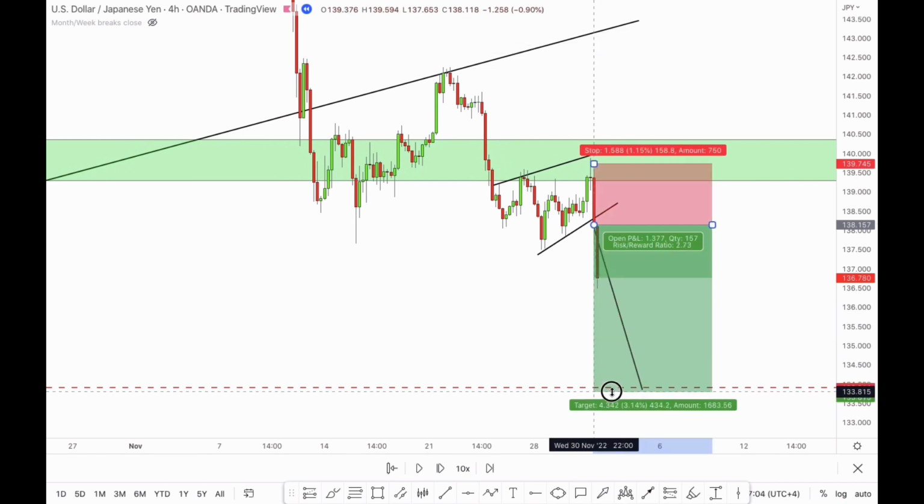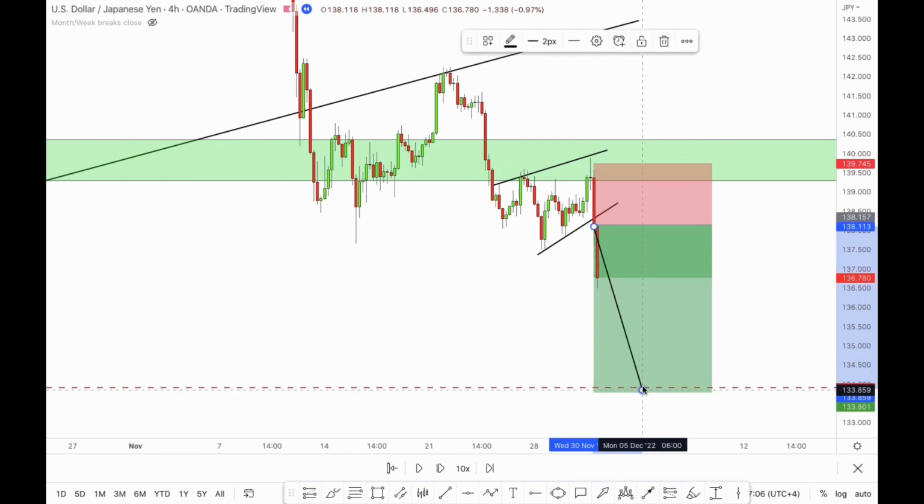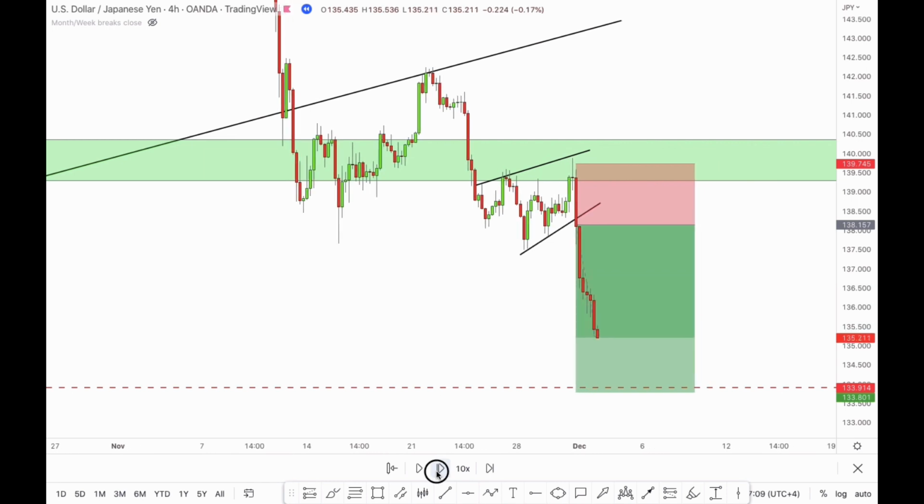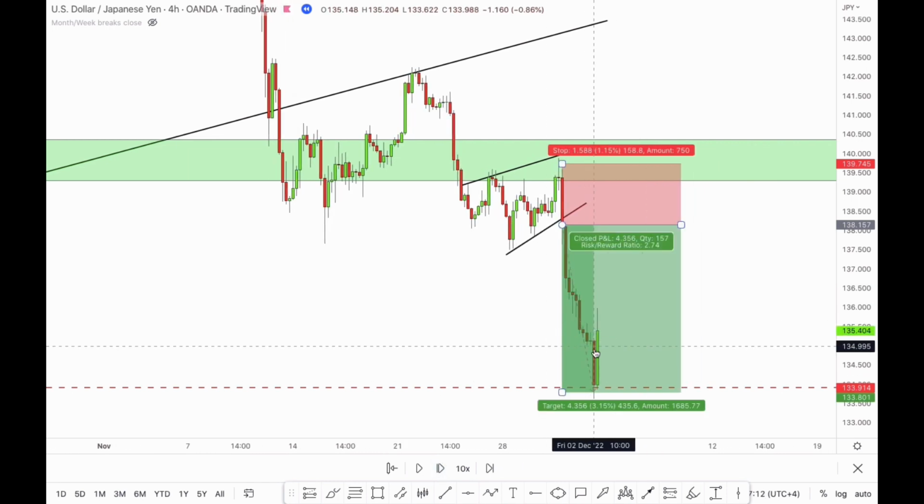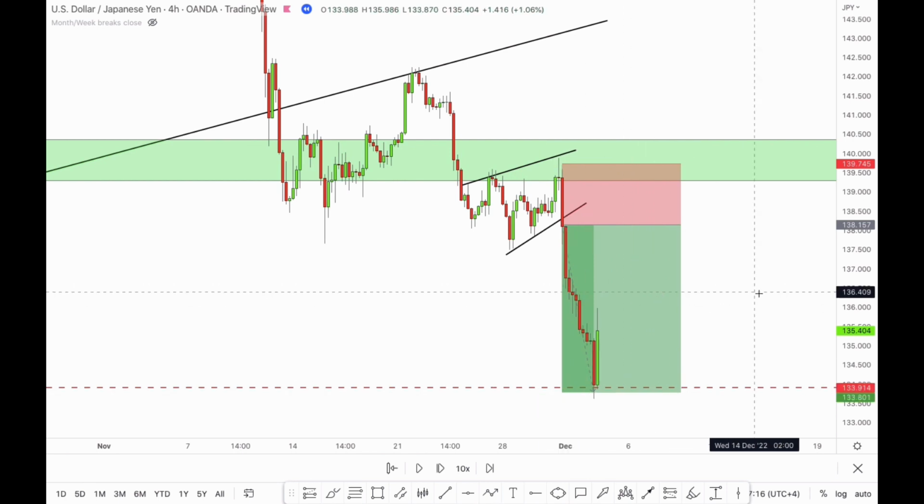So let's just see how price played out. So price went exactly to that level and then hit the take profit and then pushed up. So this was the first trade that was taken, and this is the thought process behind the trade. Let's take a look at another trade.